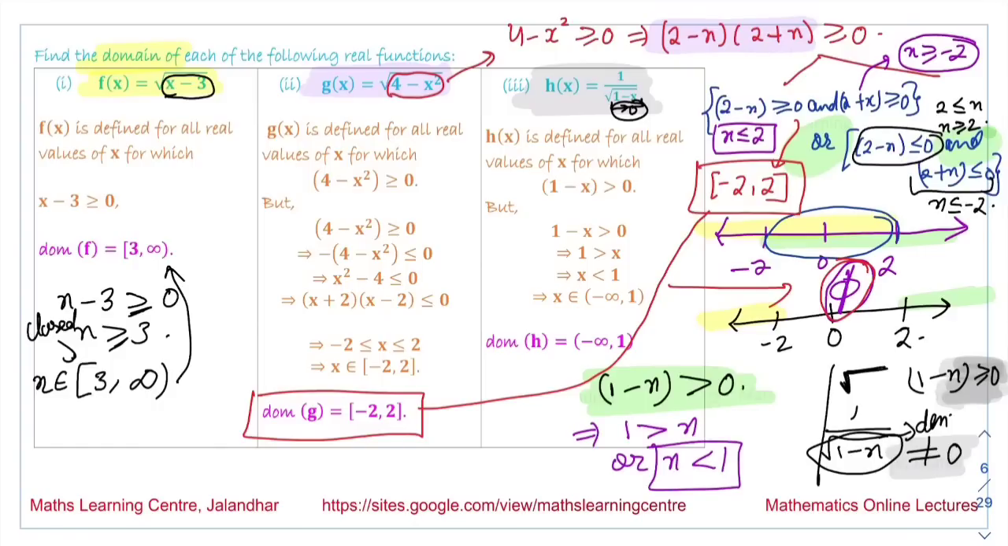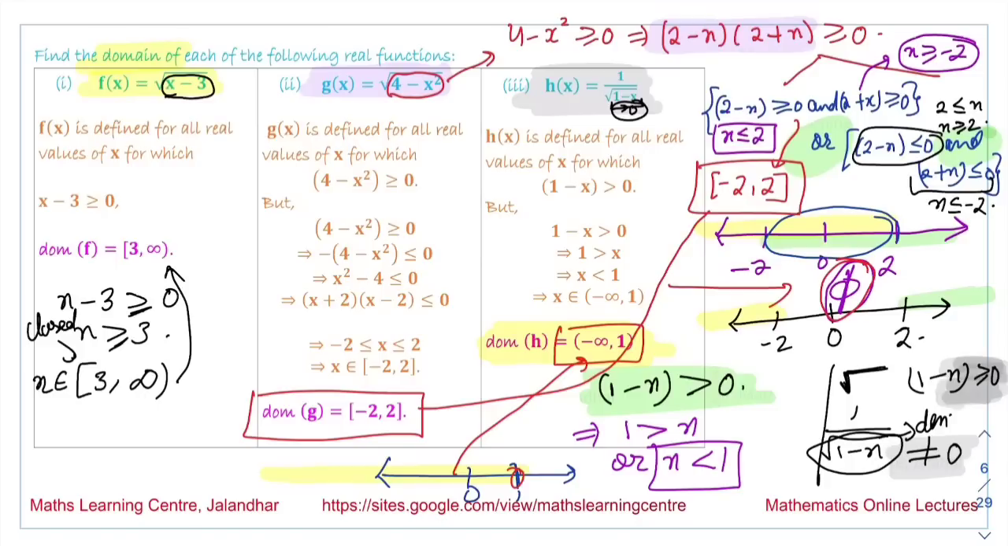So what is x less than 1? We are talking about the domain of this function. Look at the number line over here. We are saying it is 0, 1. We are talking about x less than 1. It is open from this side. So we are getting the interval in the form of the open interval minus infinity to 1.